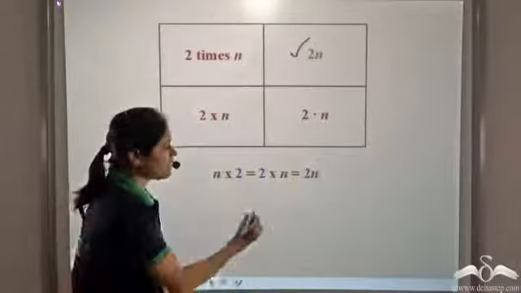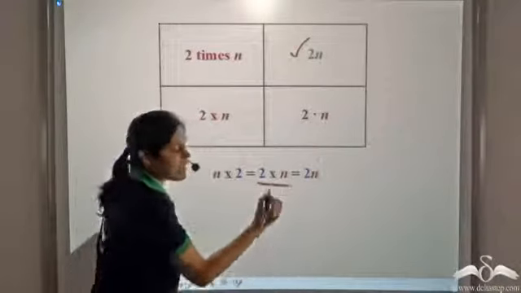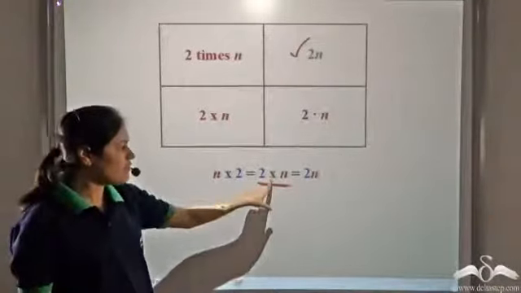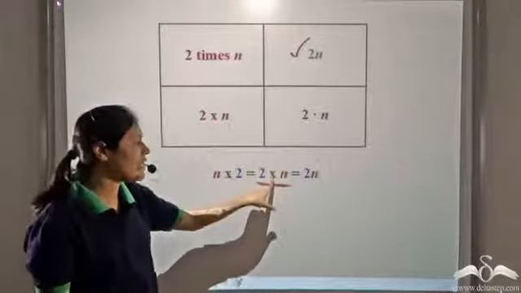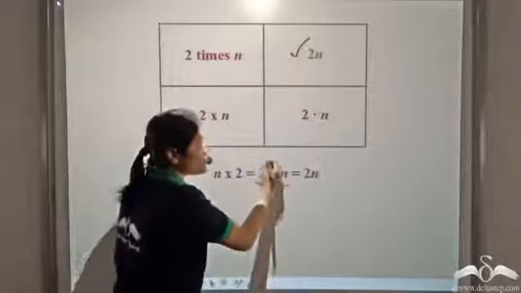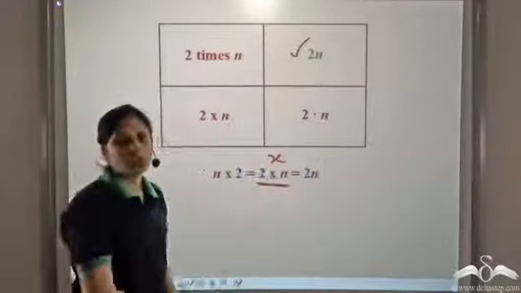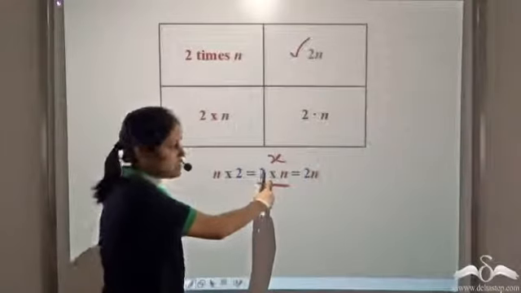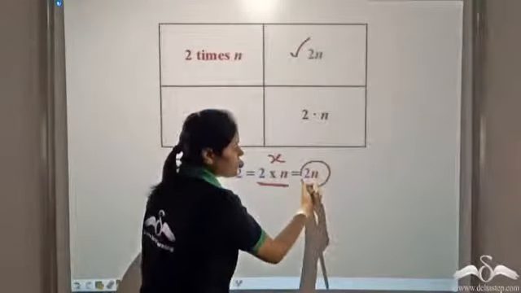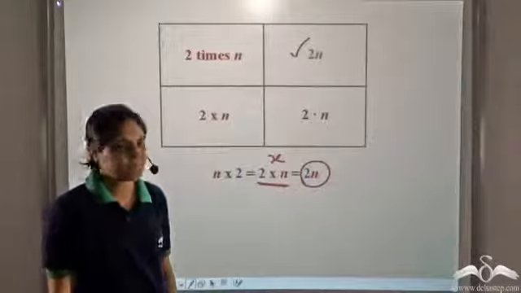Now you may ask me, why can't we write it like this? Well, if you observe, this multiplication sign can be at times confused with x. So in algebra, we normally avoid using this multiplication sign and simply write it as 2n.